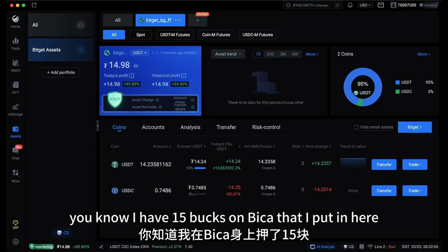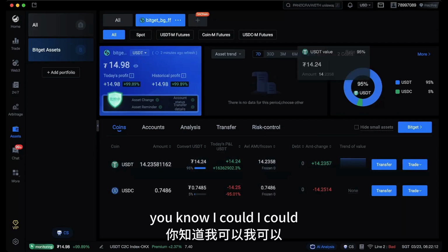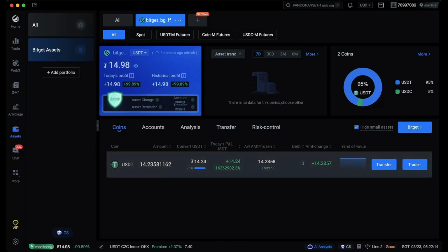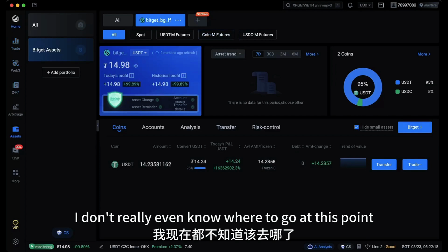So you can see your historical P&L. You can see every single thing, your asset trends. You can get all the data from here. I have 15 bucks on BitGet that I put in here. But yeah, if I take a trade, I can do it here.